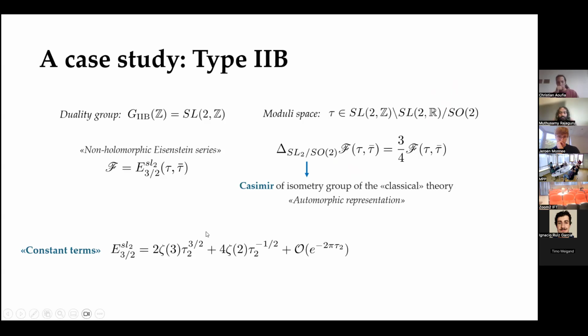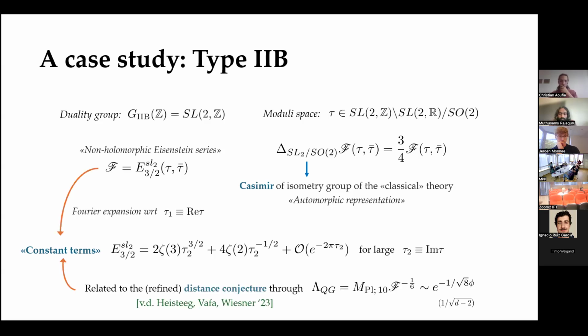Another remarkable property is that these Eisenstein series contain constant terms. In particular, you can see it from this decomposition, which can be thought of as a twofold expansion, either by taking a large tau 2 expansion or by taking a Fourier expansion with respect to the axion tau 1. Notice that these first two terms give us the zero mode contribution, the shift symmetric contribution, and hence the name constant terms.